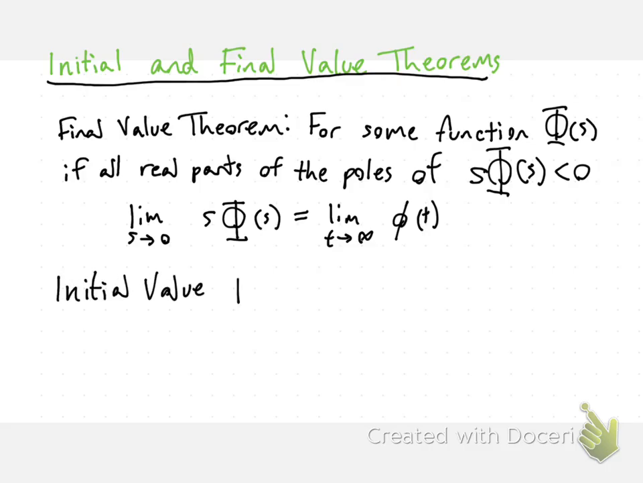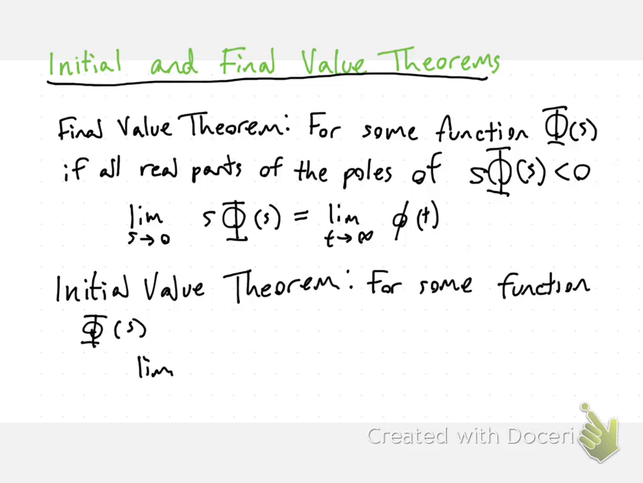The initial value theorem is going to tell us that if we take some function, and here we don't have any sort of restriction about what the real parts of the poles are, but we take some function and we take the limit as s goes to infinity of s times phi of s, that's going to be equal to the limit as time goes to 0 of phi of t.